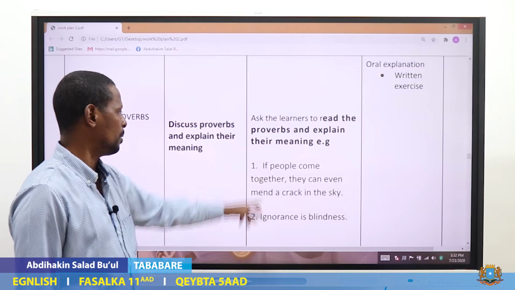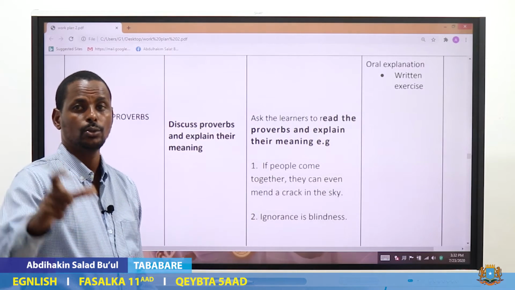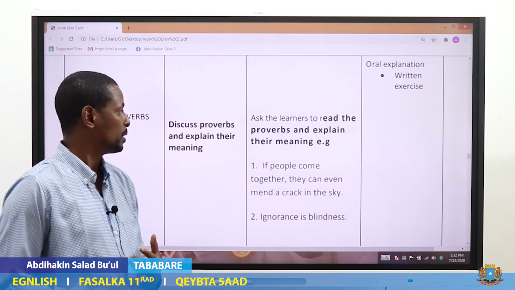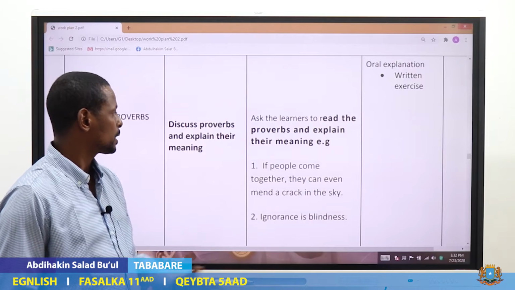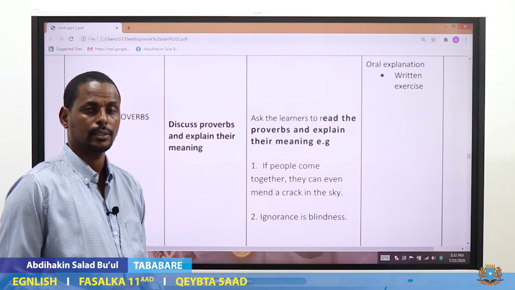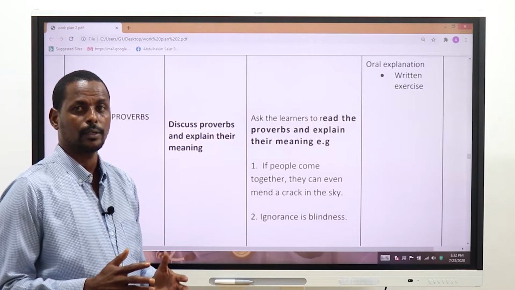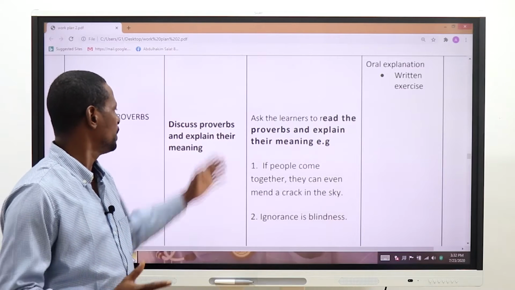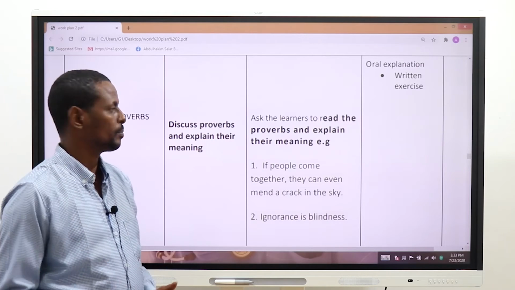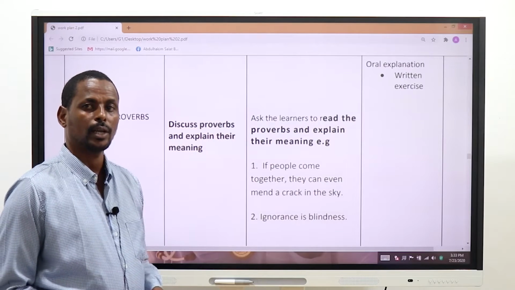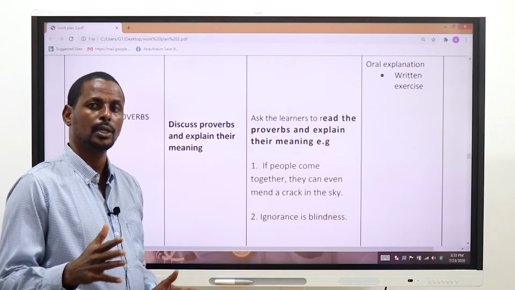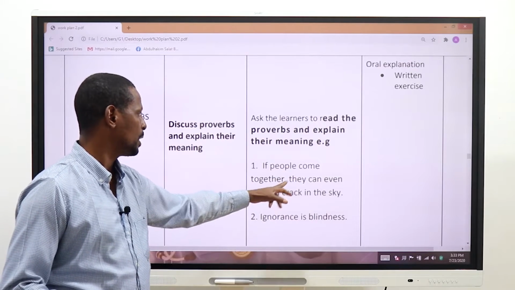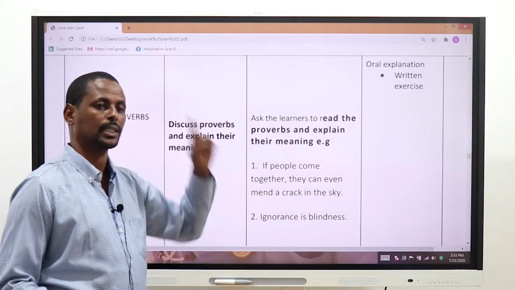we have two examples here, two proverbs here, which I want you to note very carefully and deduce. Discuss yourselves. Try to discuss what these proverbs mean. Then explain their meaning, what each one means explicitly and implicitly. Explicit means, what does it mean from the outlook? Like, if people come together, they can even mend a crack in the sky.